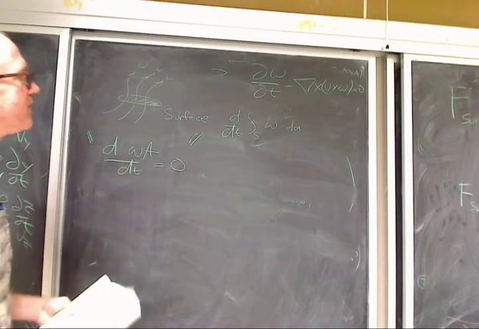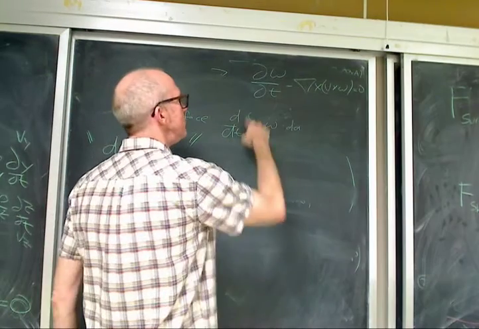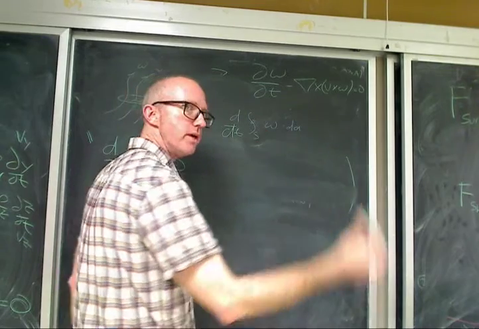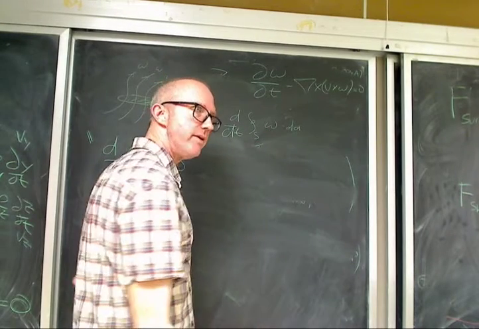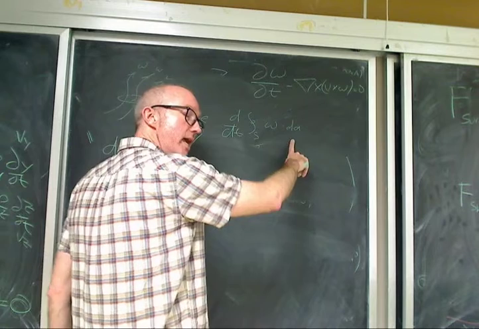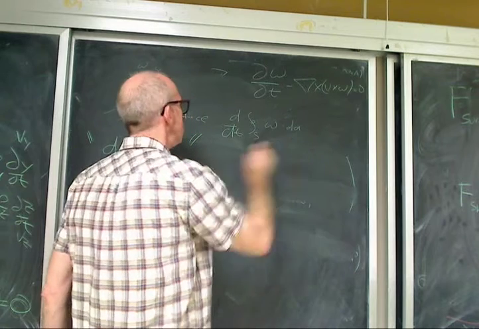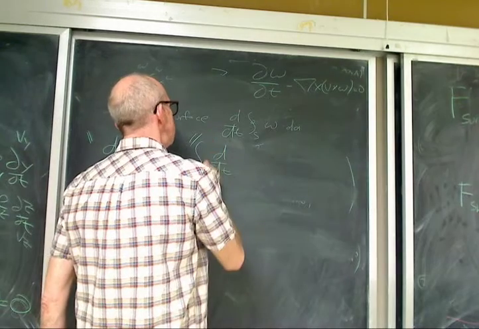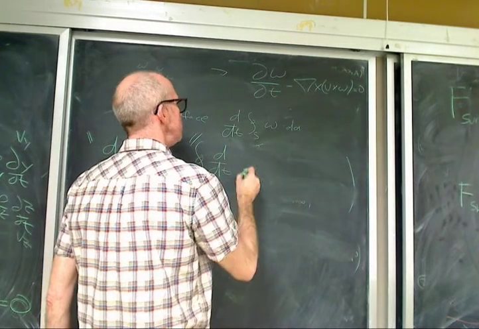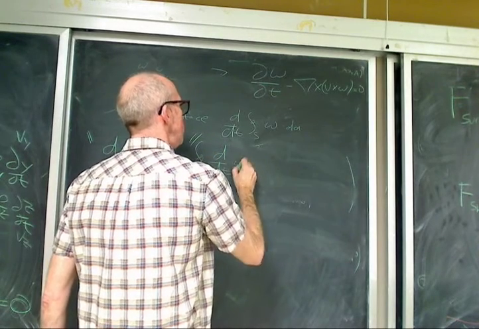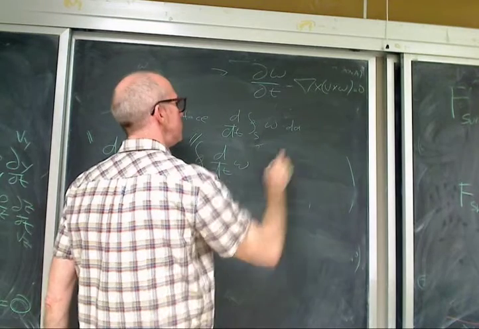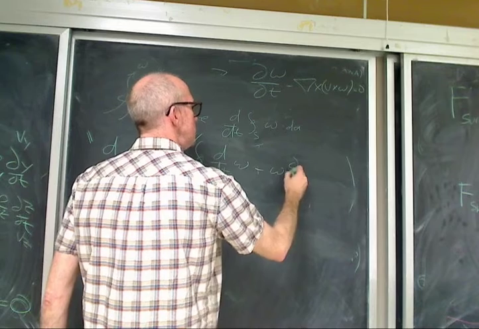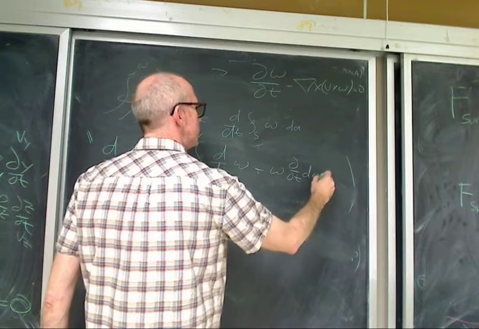No. Okay. So d by dt of the integral of omega dot dA. I'm going to use the product rule because I'm multiplying omega and dA together. So this is equal to d by dt. Let's put this integral on the outside. We'll deal with that in a minute. D by dt of omega, I know what that is, plus omega d by dt of dA.